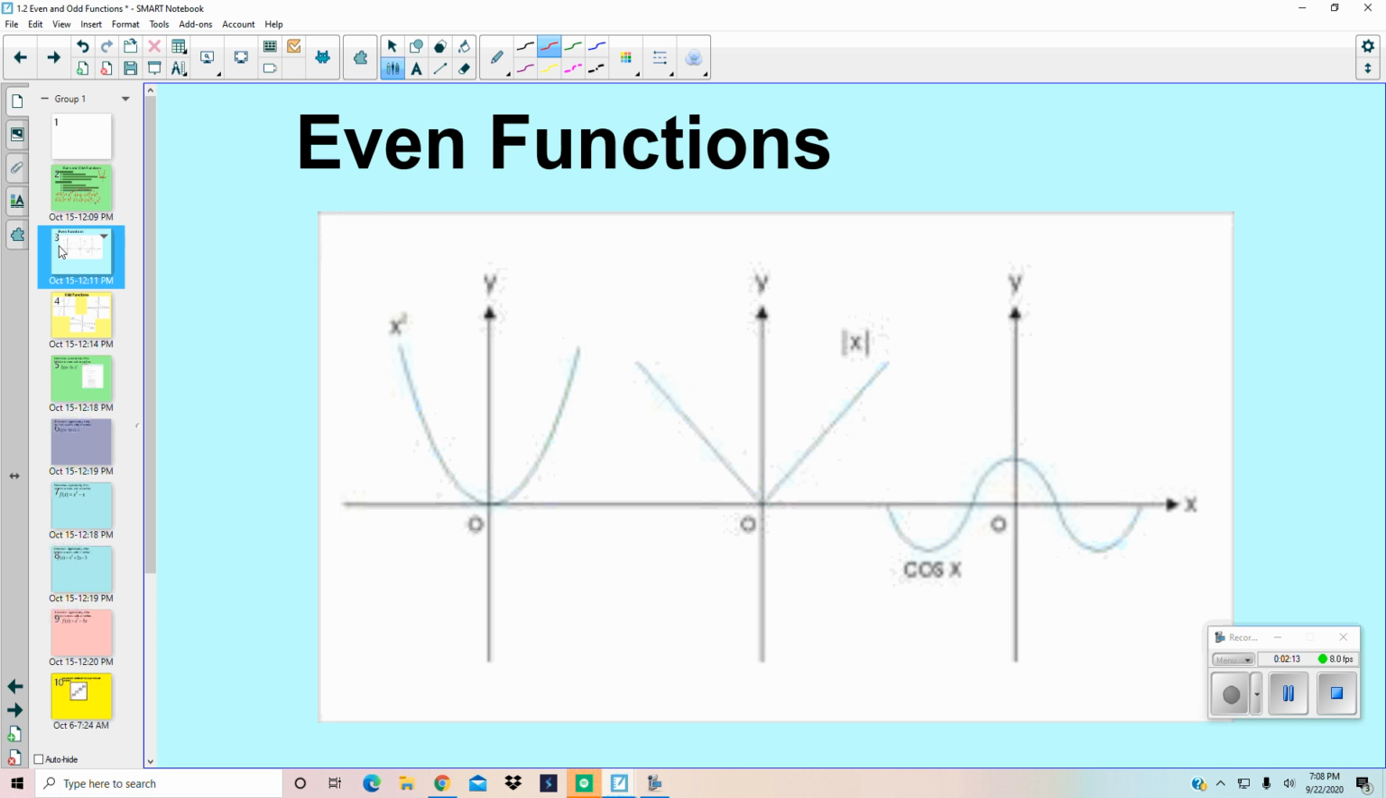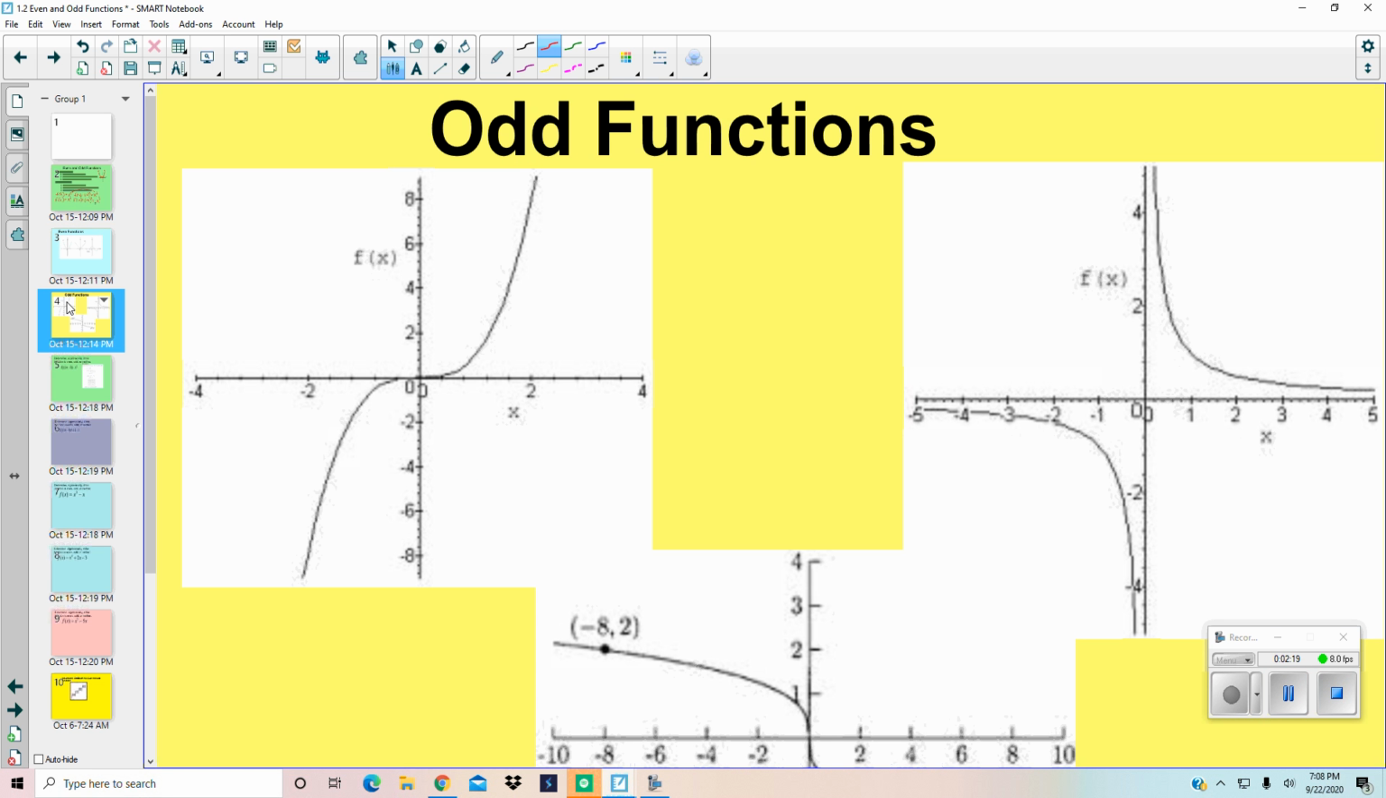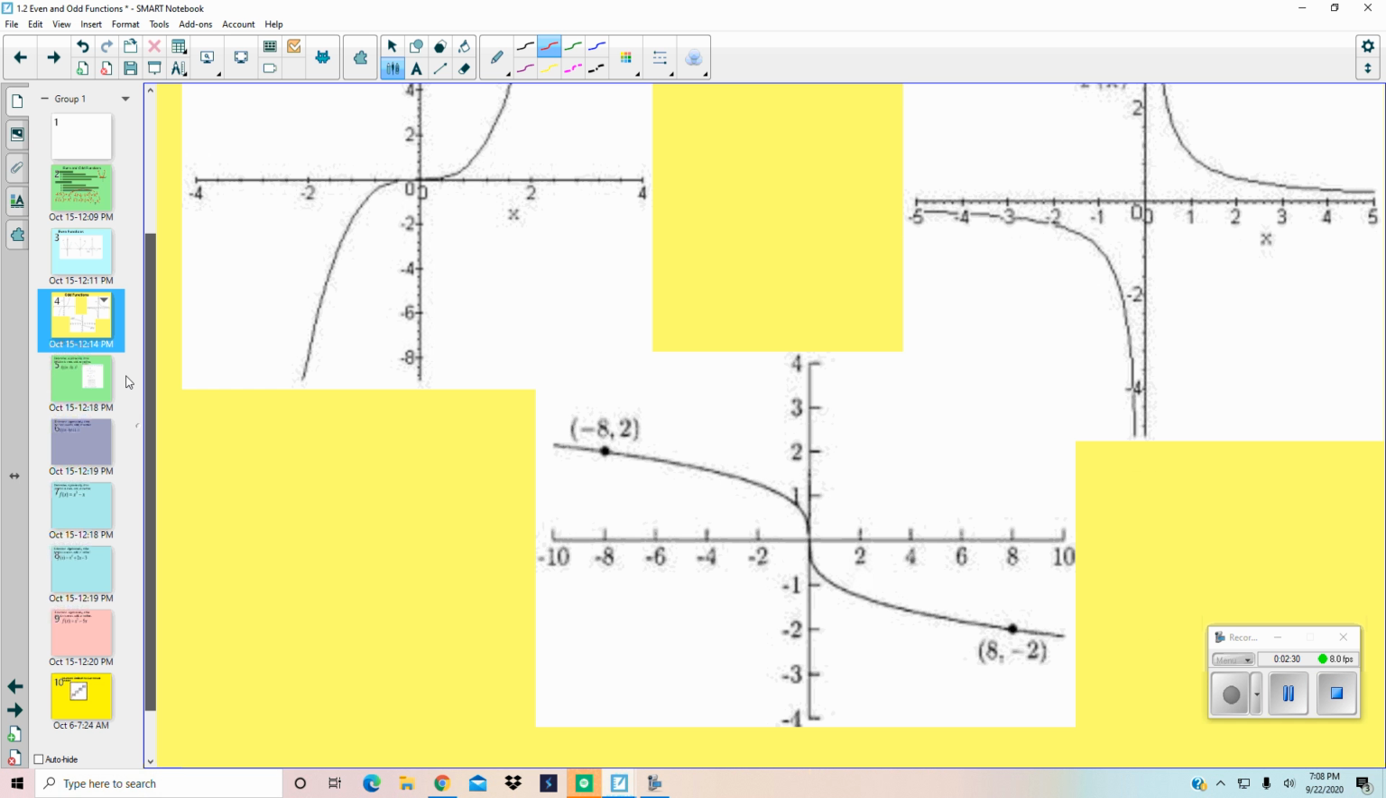Okay, so here's some even functions. Parabola, absolute value, cosine of x. Here's some odd functions. X cubed, a hyperbola, that's y equals 1 over x, or f of x equals 1 over x. And then a cube root function is the one in the middle there on the bottom.